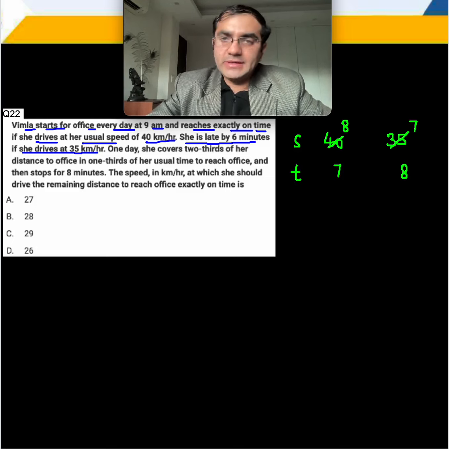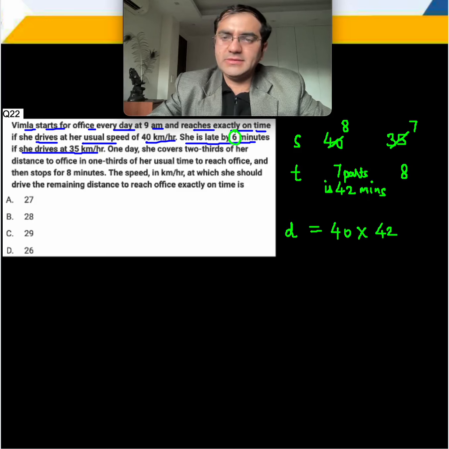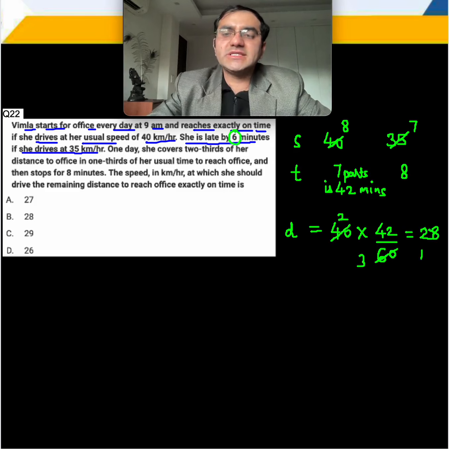The gap between these two instances, 7:8, 7 parts and 8 parts, is one part, and in this one part there's a gap of being late by 6 minutes. So one part is 6 minutes, so 7 parts, which is the initial time taken to travel, becomes 7 into 6, 42 minutes. So I can quickly calculate the distance, which is speed into time, 40 into 42 upon 60, converting to hours. 3 goes into 42, 14 times. The distance is 28 kilometers from home to office.